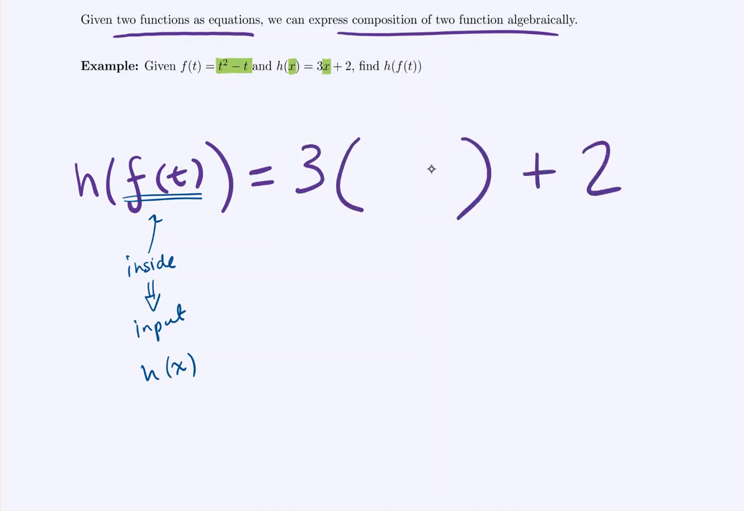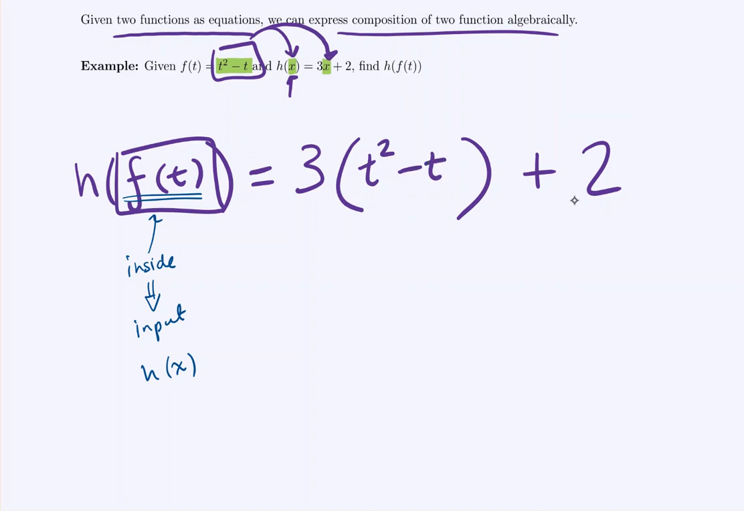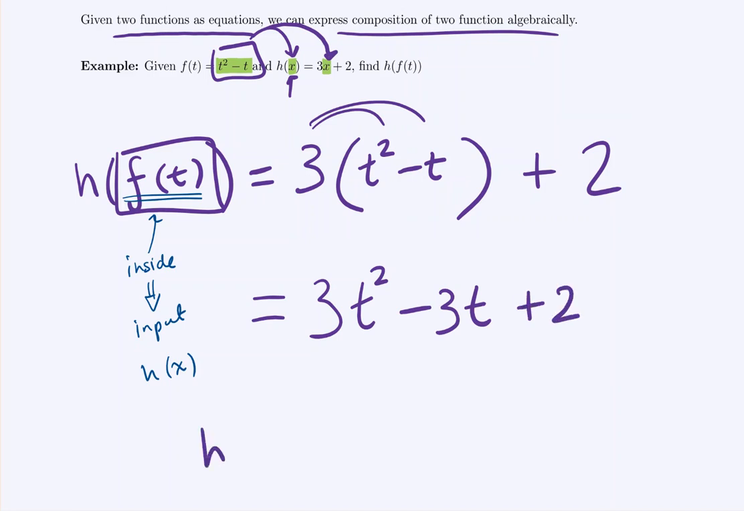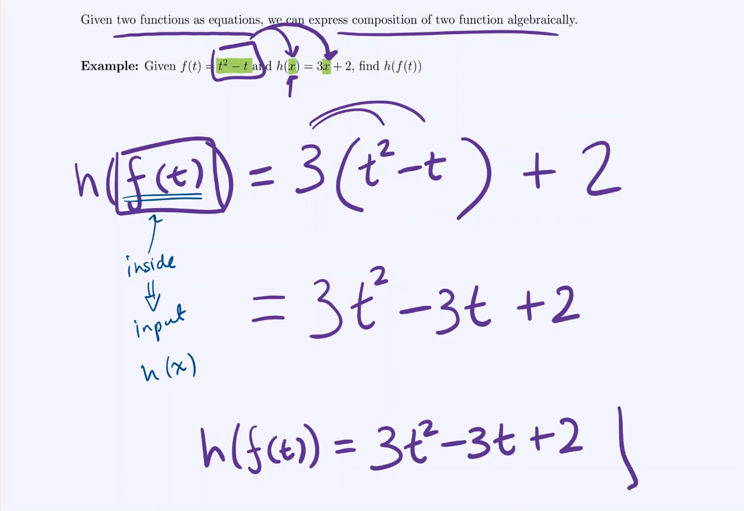instead of having 3x plus 2, our input is no longer x. What is our input? f of t. So the whole value of f of t replaces the input in the expression if we're doing this function composition. So we would get 3 times t squared minus t plus 2. Now this can be simplified. 3t squared minus 3t plus 2. So the function h of f of t is equal to 3t squared minus 3t plus 2.